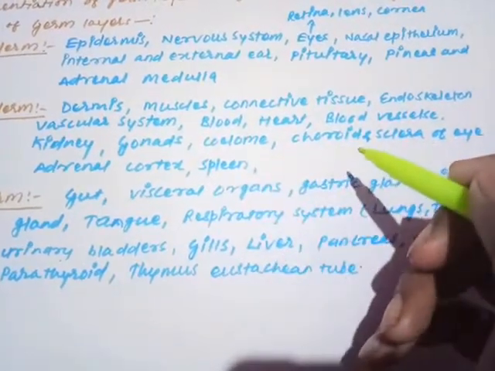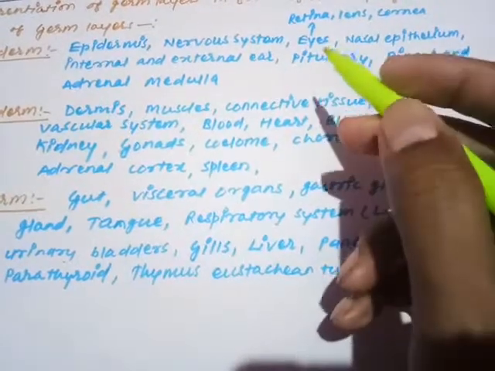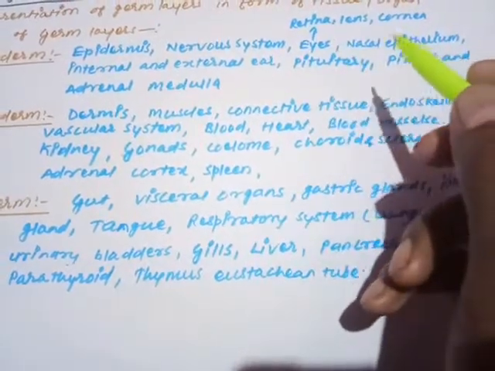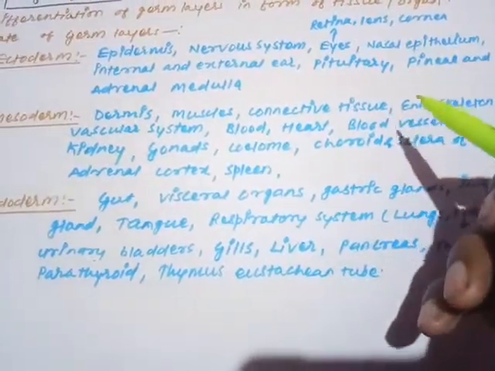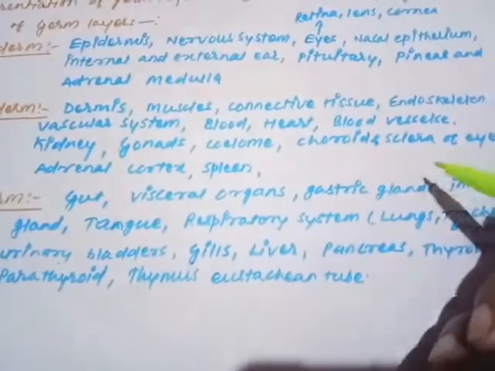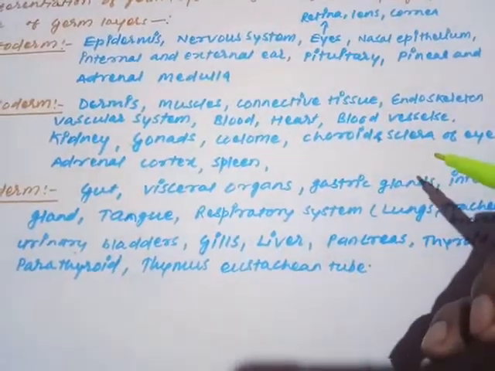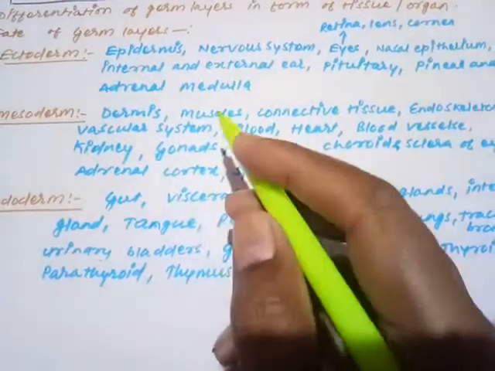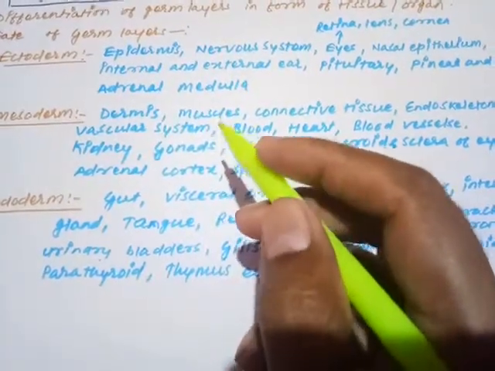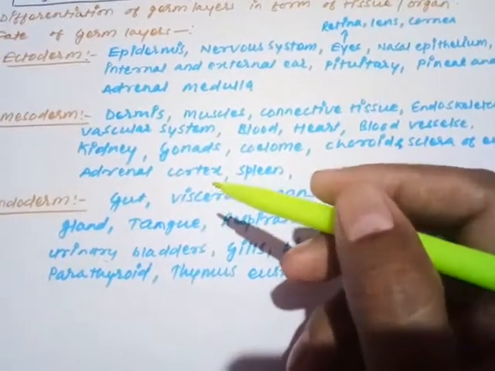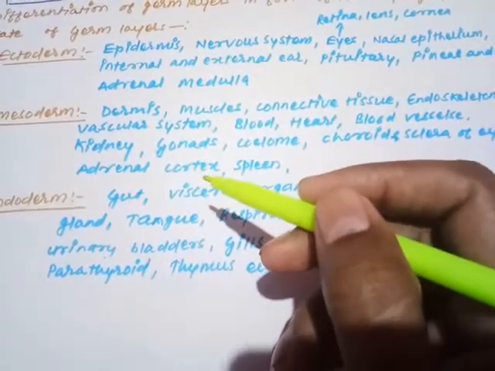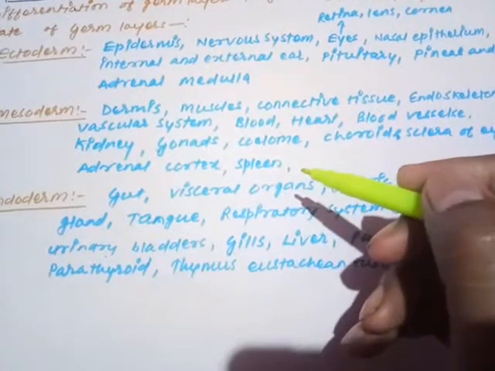Coelom, choroid and sclera of the eye. We have seen that in the eye the retina, lens and cornea are produced from the ectoderm, and here the choroid and sclera of the eye are produced from the mesoderm. Adrenal cortex: the medulla of the adrenal gland was produced from ectoderm, and the cortex region of the adrenal gland is produced from the mesoderm. And spleen, the important structure.